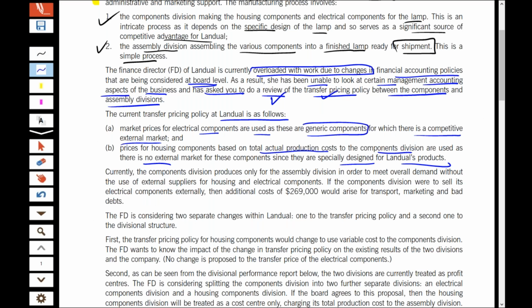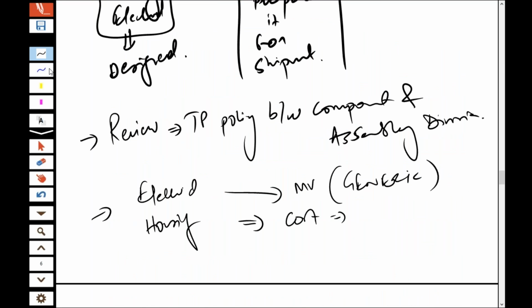Now, what else is there? Let's try to understand. It says currently the component division produces only for the assembly division in order to meet overall demand without the use of external suppliers for housing and electrical components. What does it tell you? If the component division were to sell its electrical component externally, then additional cost would arise for transport, marketing, and bad debts. So the savings due to selling internally is 269,000.